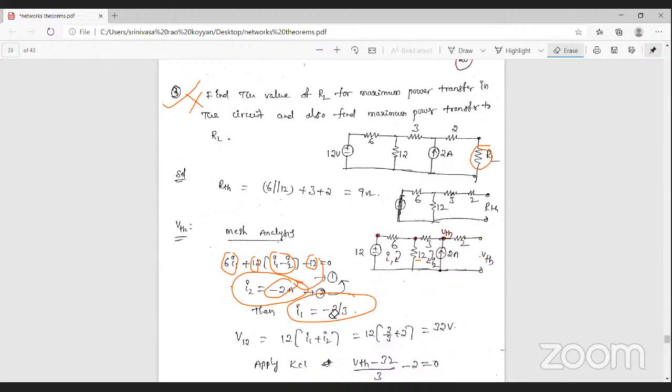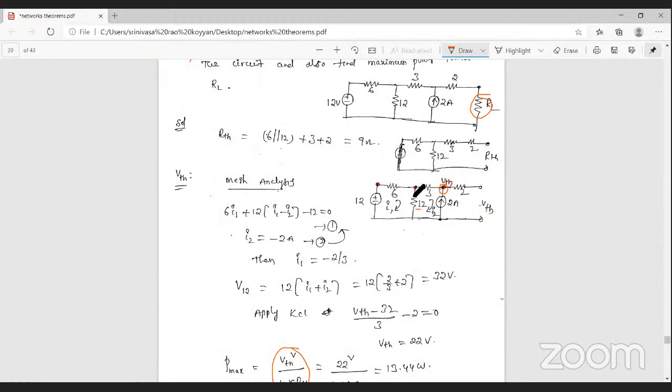So for Thevenin's voltage, since we get I1 and I2, we need the voltage across here. That is V12, which means the voltage across the 12 ohm resistance. This I1 current is entering here, and this I2 current is entering here. That's why 12 into I1 plus I2. The voltage across the 12 ohm is 32 volts. So here we get 32 volts.